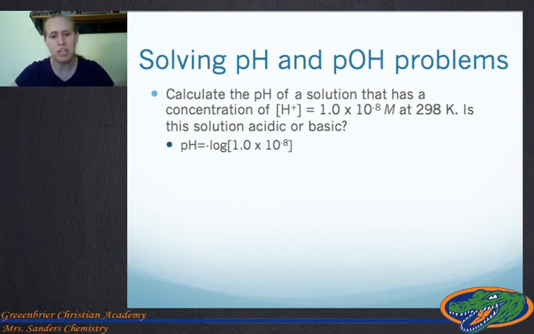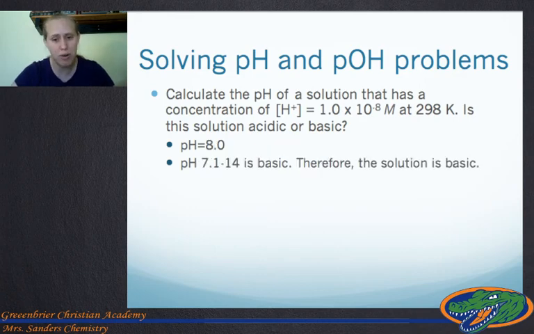It's 1.0 times 10 to the negative 8. So you're going to type in your calculator negative log 1.0 times 10 to the negative 8. That's going to give you a value of 8.0. Then you're going to think about your pH scale. Remember, this is the pH scale, so 7.1 to 14 is basic. Since we have 8 as our final answer, the solution we're dealing with is basic.